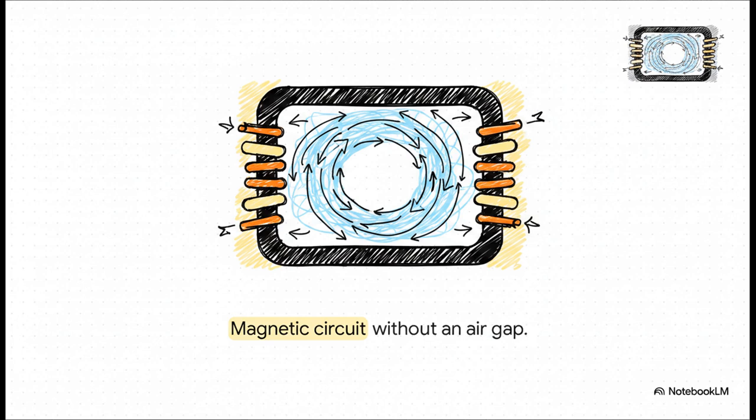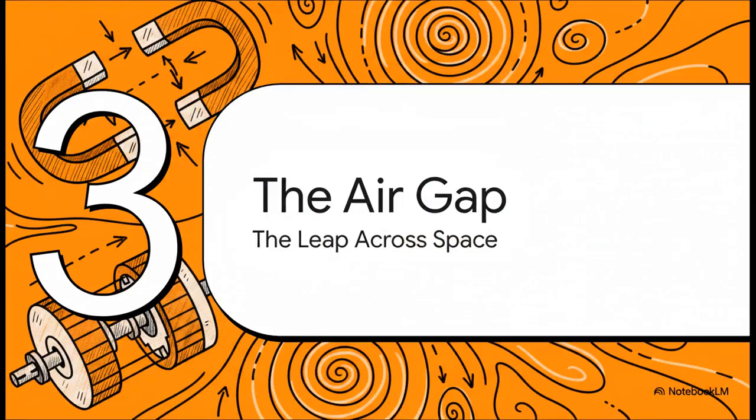The core is made of a metal that has a permeability literally thousands of times higher than the surrounding air. And because magnetic flux is incredibly lazy, it always takes the path of least reluctance. So nearly 100% of that field stays safely trapped right inside the core, flowing smoothly and linking perfectly with our windings. It is highly, highly efficient. Which brings us to Section 3, Navigating the air gap, or the leap across space.